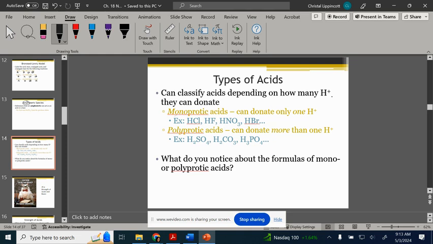So what do you see about the formulas differences between monoprotic and polyprotic? Monoprotic only has one hydrogen. Polyprotic has multiple. You're going to have a subscript down here for any of your polyprotics for your hydrogen.